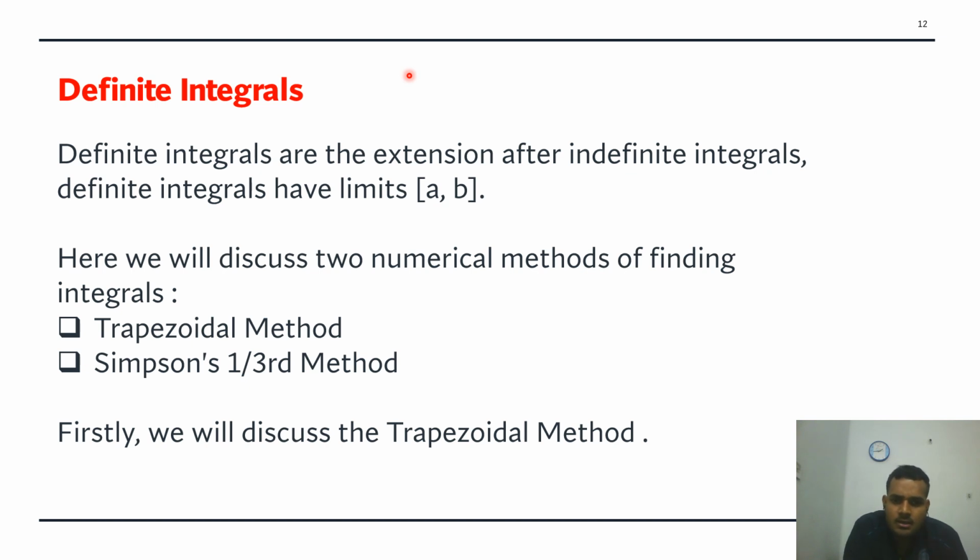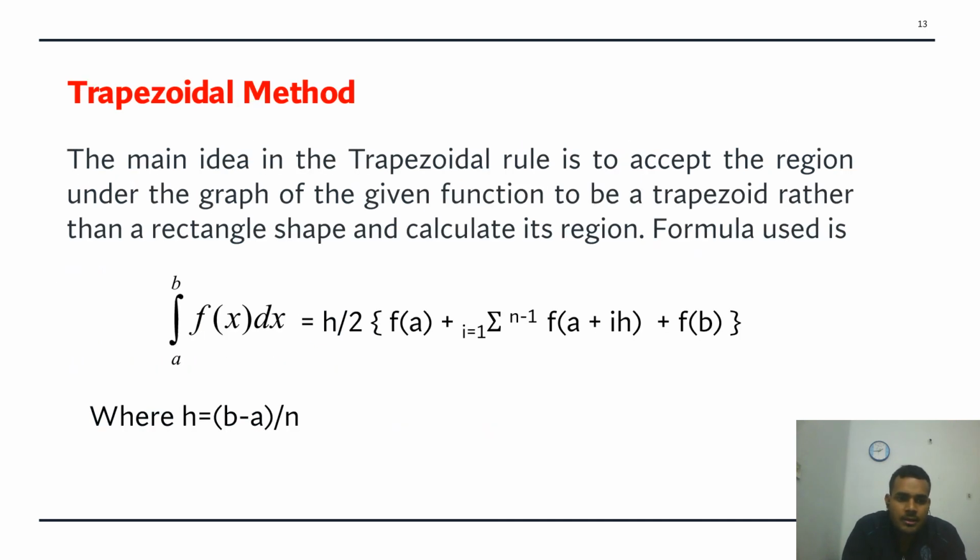Definite integrals are the extension after indefinite integrals. Definite integrals have limits a to b. Here we will discuss two numerical methods for finding definite integrals. The first is the trapezoidal method and the second is Simpson's one-third method. Firstly, we will discuss the trapezoidal method. In the trapezoidal method, the main idea is to treat the region under the graph of the given function as a trapezoid rather than a rectangular shape, and then calculate its area.